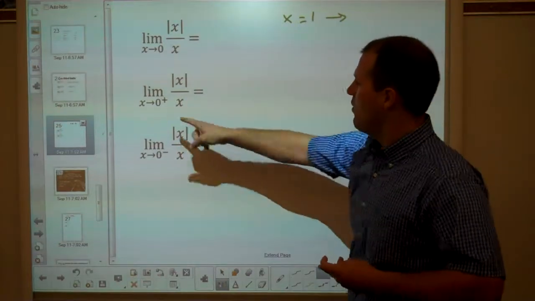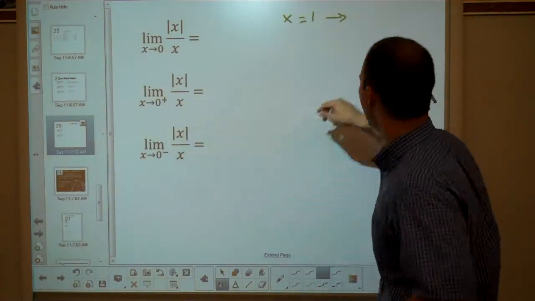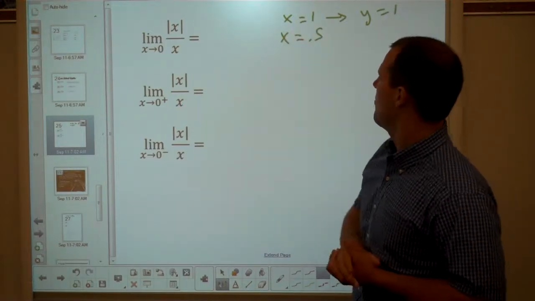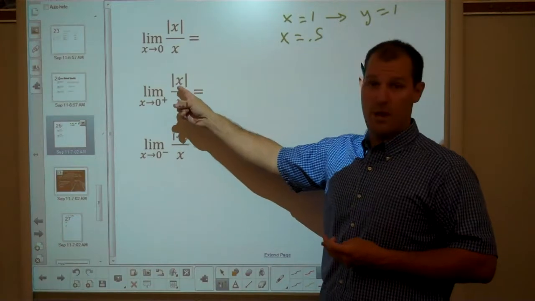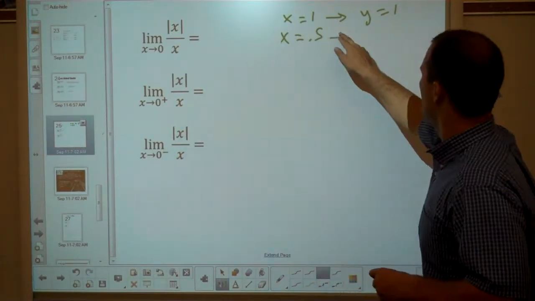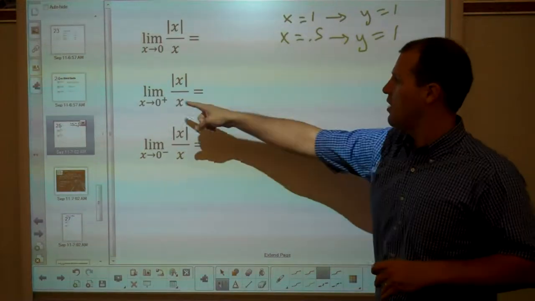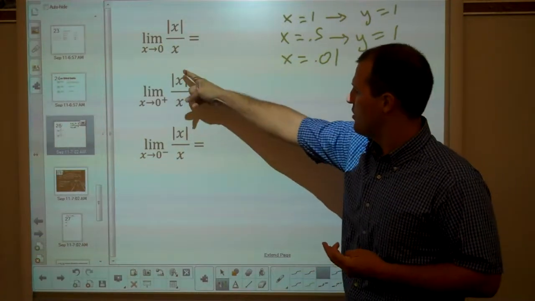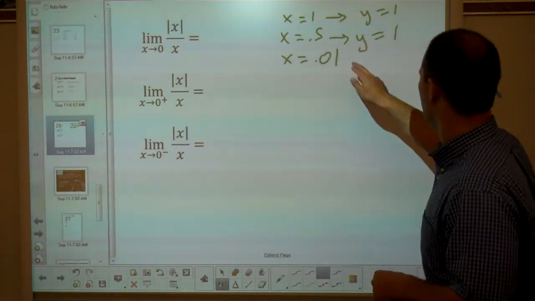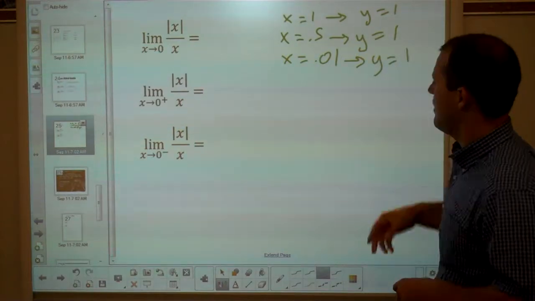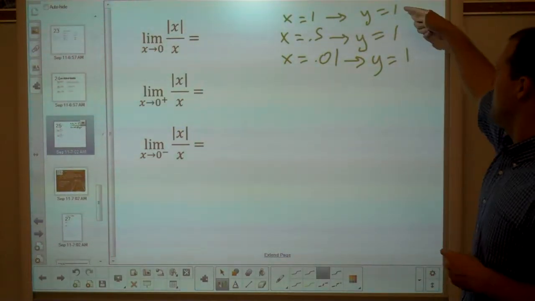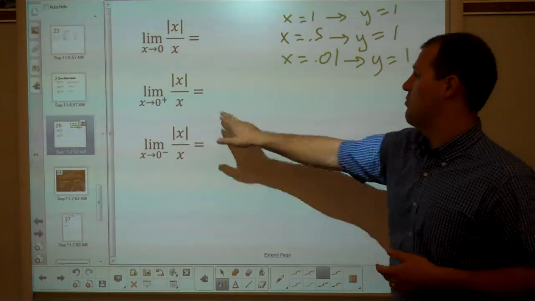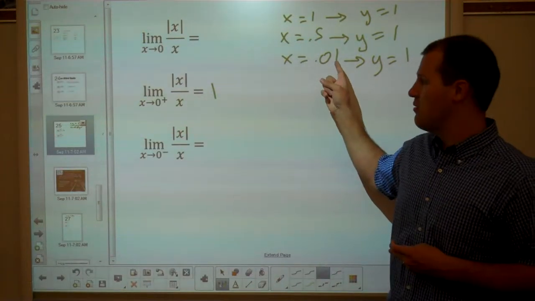When I plug a 1 in here, I get 1 divided by 1, that's 1. Let's try 0.5. I plug in 0.5, the absolute value is 0.5, divided by 0.5, it's still 1. And I'm going to keep getting closer and closer to 0. So I'm going to say x equals 0.01. When I do that, 0.01 over 0.01 is still 1. So hopefully we're starting to get the idea that there's a really strong pattern emerging. 1, 1, 1, 1, 1. Seems like this is approaching 1. And that's pretty darn close to 0.